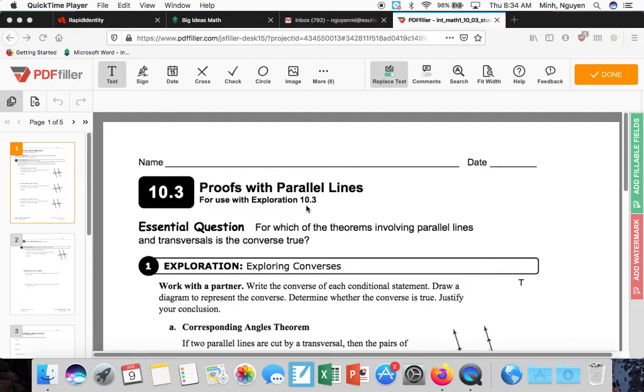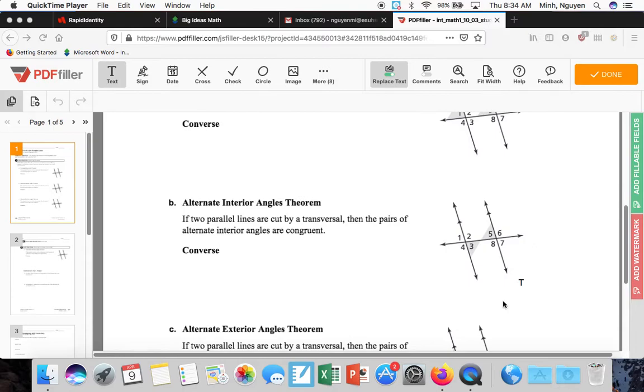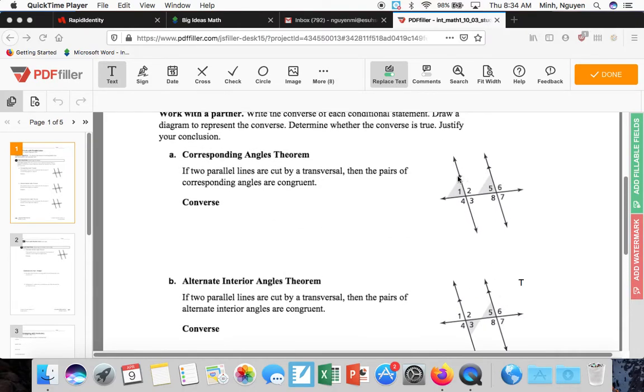if the lines are already parallel, as in if you see that you have the little arrows, then it shows that the lines are parallel. Then what relationships are there? And so at the beginning of this section, we're reviewing that 10.2 material.